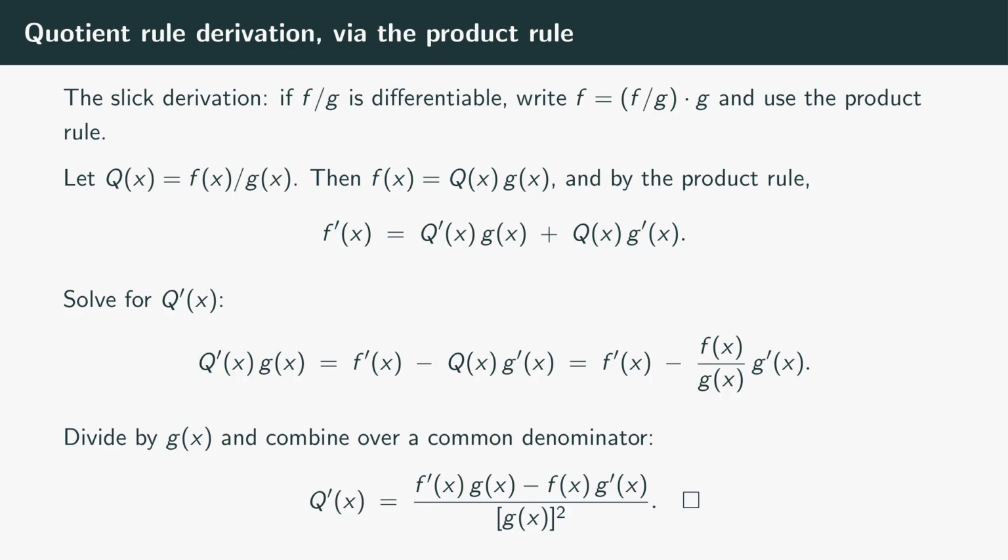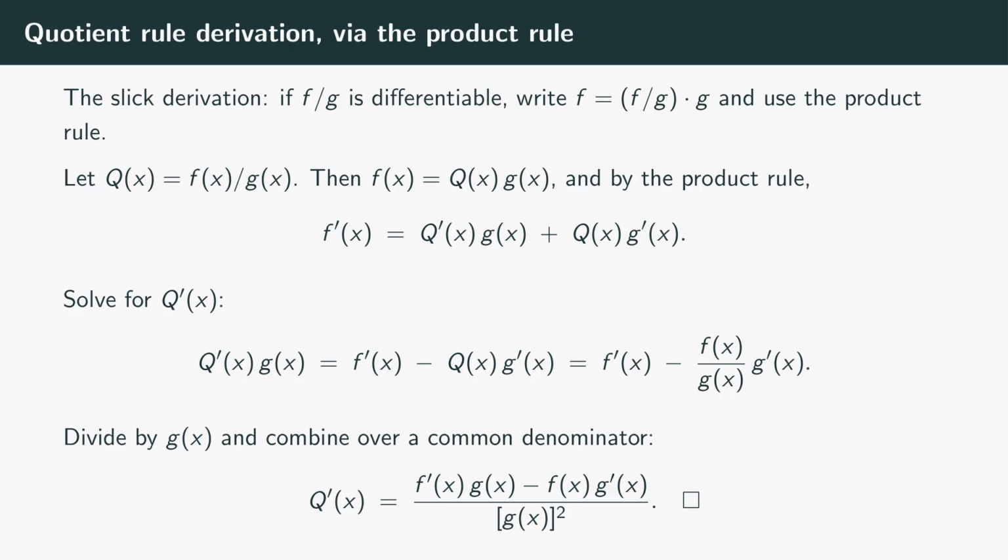Solve for Q prime. Move the Q g prime term over. Q prime g equals f prime minus Q g prime. Substitute back what Q is, f over g, into that last term. So Q prime g equals f prime minus f over g times g prime. Divide both sides by g, put both terms over the common denominator g squared, and the right-hand side becomes f prime g minus f g prime all over g squared. That's the quotient rule. Three lines, leaning entirely on the product rule plus a slick choice of what to call a product. A direct proof from the limit definition using a similar add and subtract trick also works. I'll leave that as an exercise.